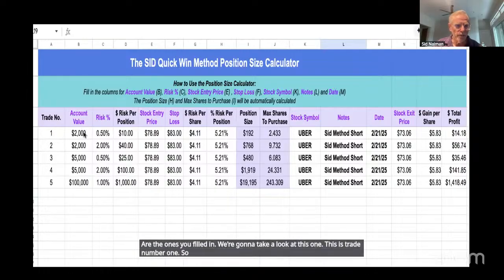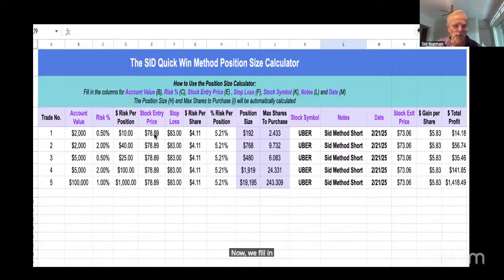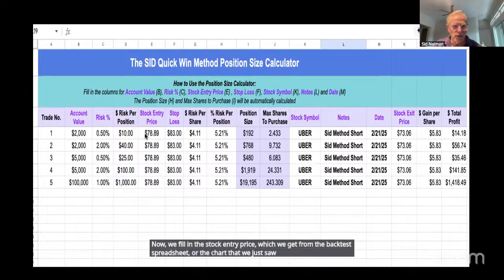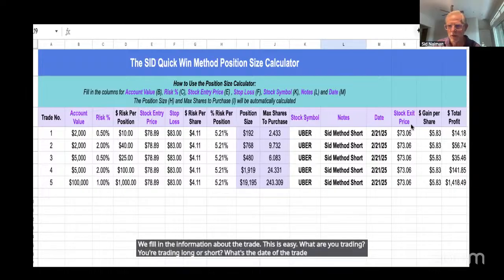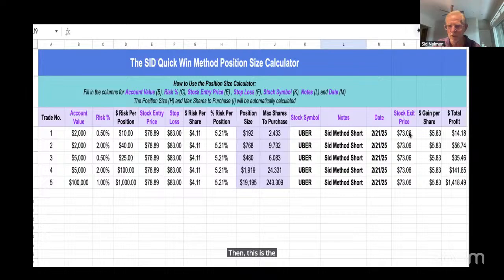So we filled in, we have an account value starting at $2,000 account. We're only going to risk 0.5%. So what that means is we're not comfortable risking more than 0.5% based on this account size. Now we fill in the stock entry price, which we get from the backtest spreadsheet or the chart that we just saw. This was the entry price. We fill in the stop loss. We fill in the information about the trade. This is easy. What are you trading? You're trading long or short? What's the date of the trade? Fill these in. Then this is the exit price, which we got from the chart or the backtest spreadsheet. We got out at this price.